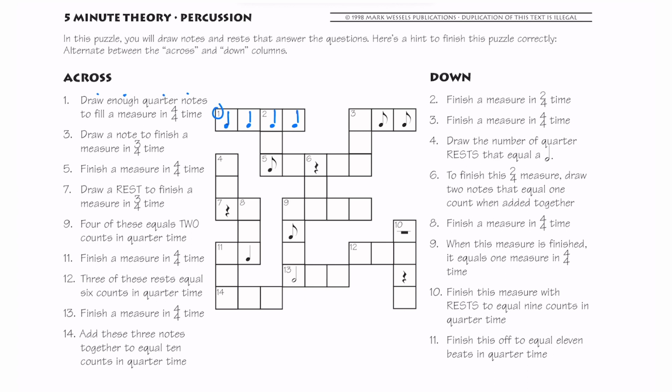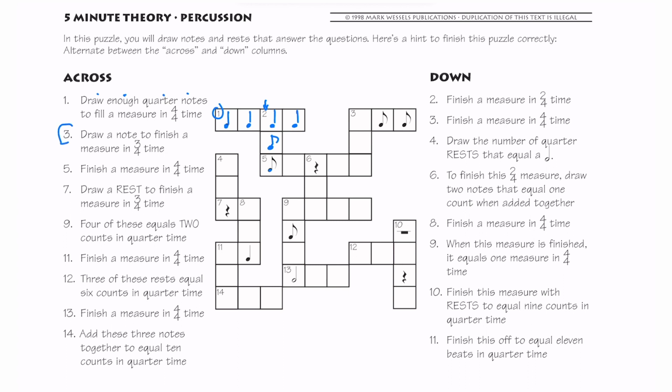Number 2, finish a measure in 2/4 time. So on number 2 here, I've got a quarter note and an eighth note. So that's 1.5 counts. So I need how many more? 1 more half count. This is kind of tricky sometimes, yeah?